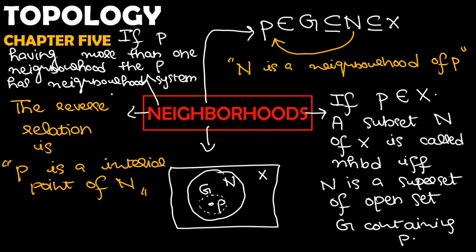And the neighborhood system is represented like this, N sub P, which means the neighborhood system of point P. If you have a point X, then you will write Nx. If you have a point A, then you will write Na. So if a point has more than one neighborhood, then the set of all the neighborhoods of that point is called the neighborhood system. This is a very important thing about neighborhoods.